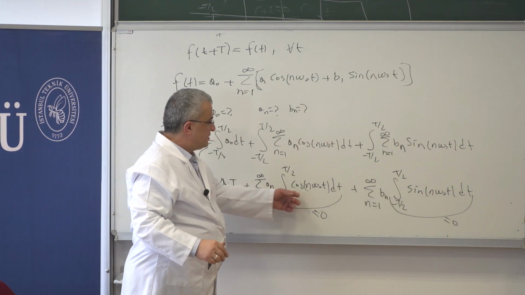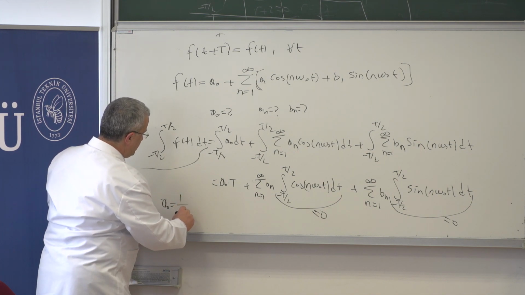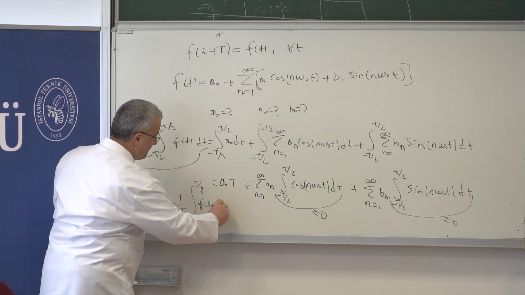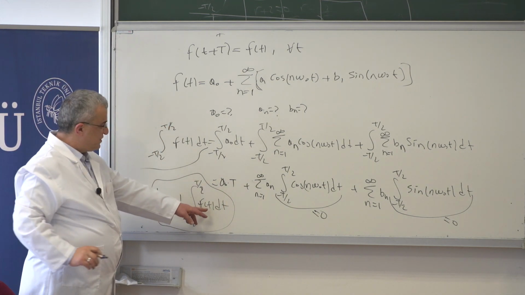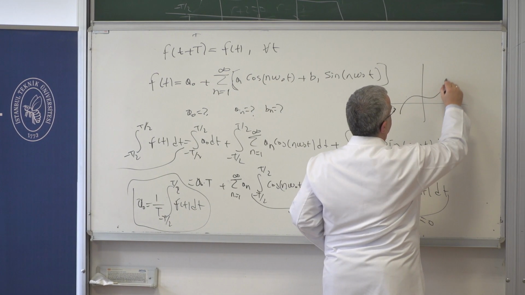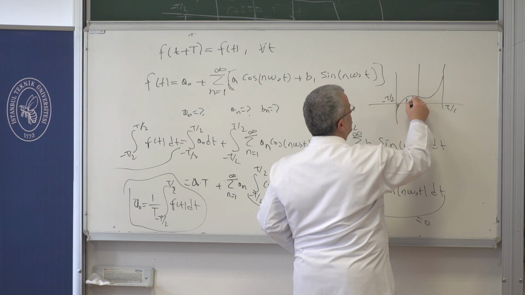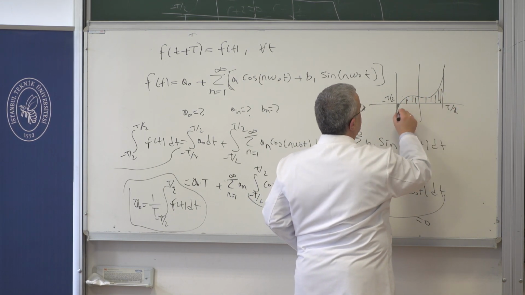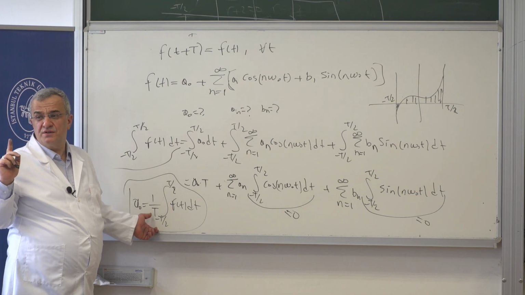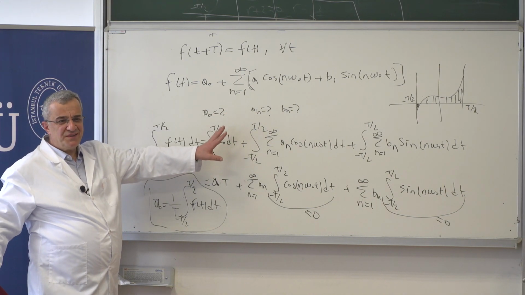We computed them. This and that is 0. So what is A0? A0 is equal to 1 over T times the integral from minus T over 2 to T over 2 of f of t. What can we say about this? You have an f of t, let's say, something like this. You are calculating this integral and dividing it by the length of the interval. What do we call this value? Yes, it's the average. It's the average of the function in that period.